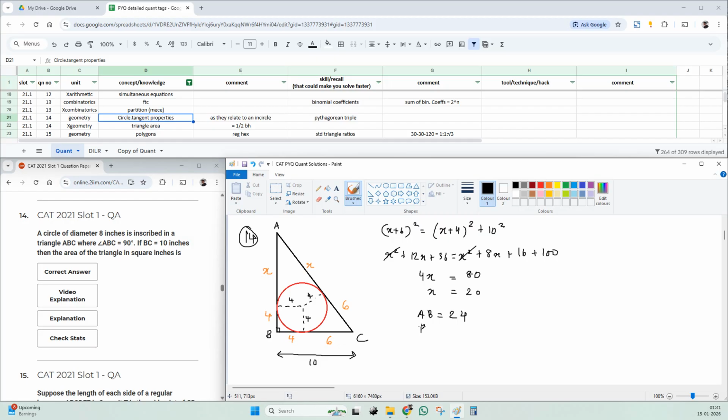We already had BC is equal to 10, so the area is going to be half into 24 into 10, which is 120. Okay, so one concept that's worth mentioning, Pythagoras theorem, obviously very frequently tested in CAT Quant.